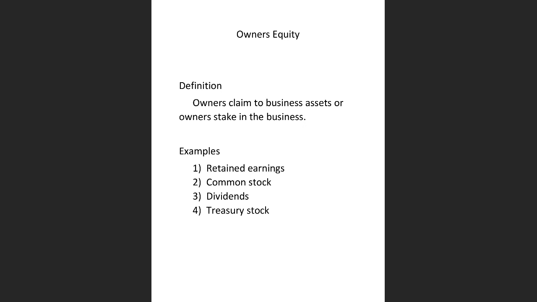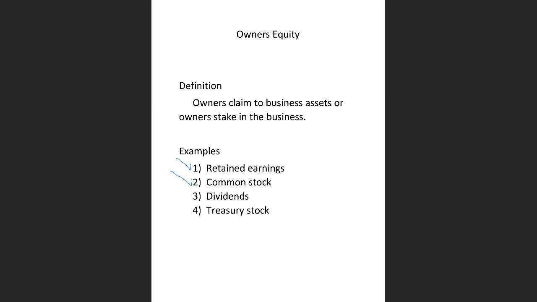There are some examples here of accounts that will fall under the owner's equity section. First is retained earnings, which is the accumulation of profit over time. So it's just how much profit you've made over time. Okay. There's your common stock.